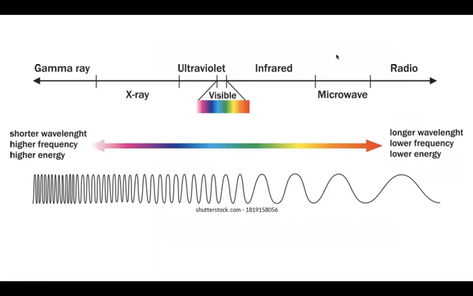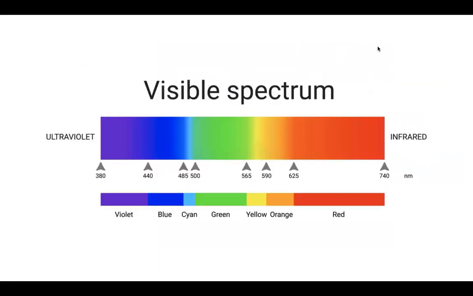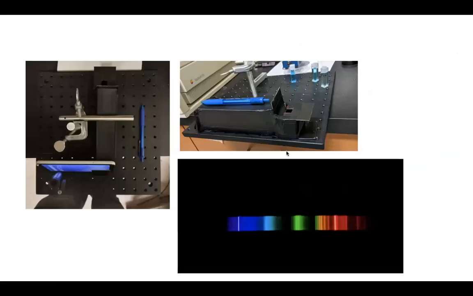I think we covered the visible spectrum. So these are a few examples of spectrum that we got from the machines that we have been building. Okay, we have a quick question from Chip.